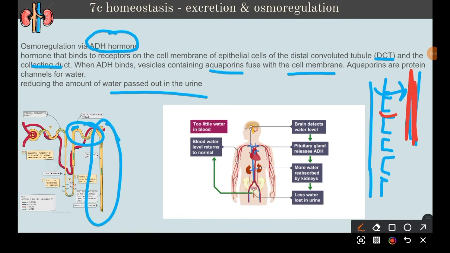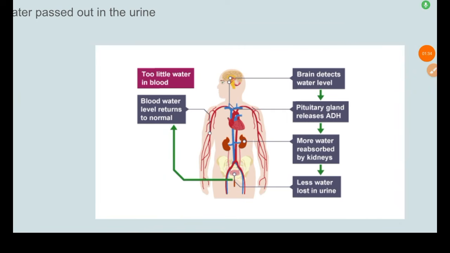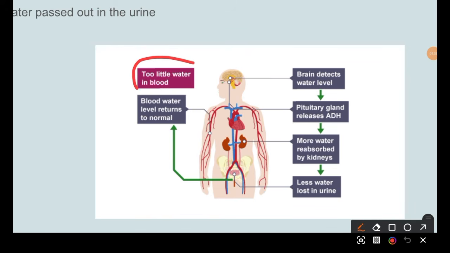So the water leaves the collecting duct and the DCT into the blood, so there is more water in the blood. This diagram really clears it out. It just tells you when there's too little water in the blood. For example, you sweat a lot, or you just didn't drink enough water that day, or you ate a meal with a lot of protein. This is what is going to happen.